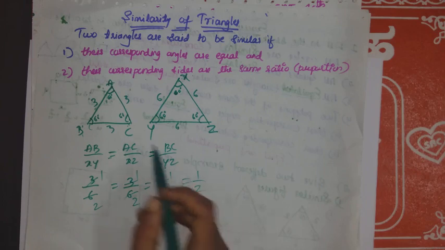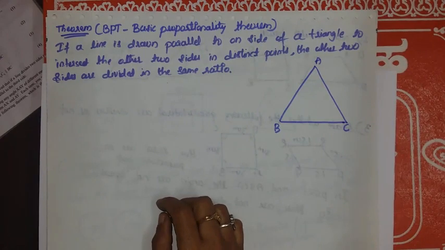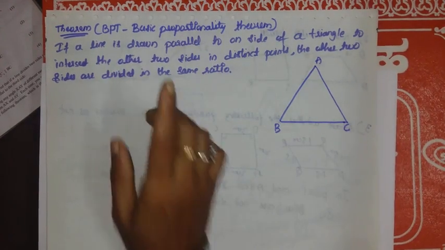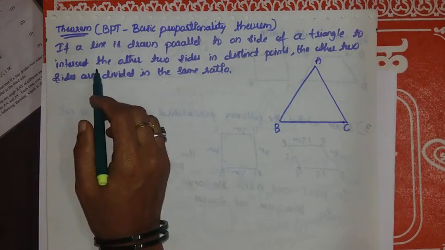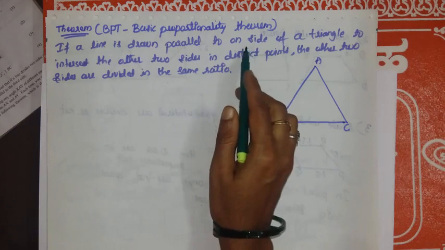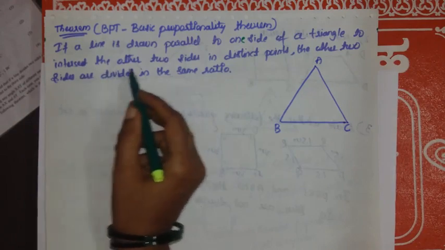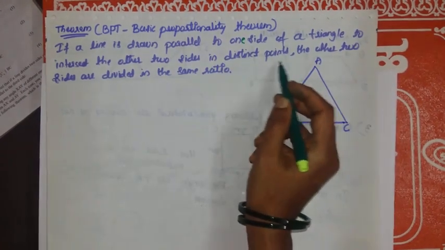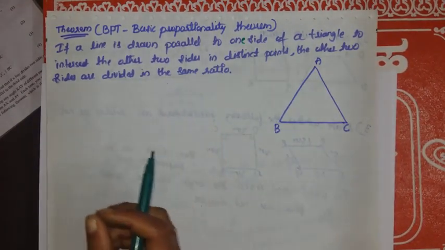The conditions are corresponding angles are equal and the corresponding sides are in the same ratio or in the same proportion. Here we will learn BPT or basic proportionality theorem, or we generally call this Thales theorem. The theorem states if a line is drawn parallel to one side of a triangle to intersect the other two sides in distinct points, the other two sides are divided in the same ratio. Let's understand this one.